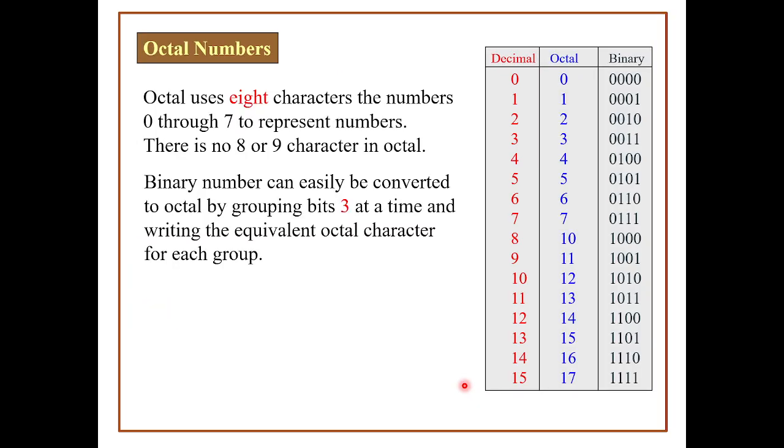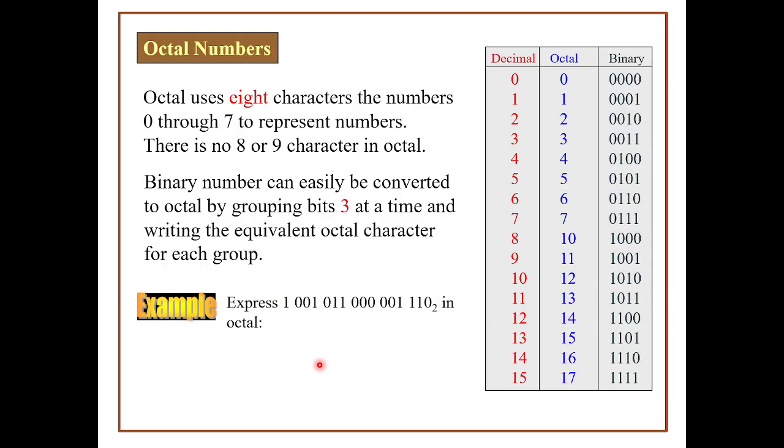Octal numbers. Octal uses 8 characters, numbers 0 to 7, to represent numbers. There is no 8 or 9 character in octal. A binary number can easily be converted to octal by grouping the bits 3 at a time and writing the equivalent octal character for each group.